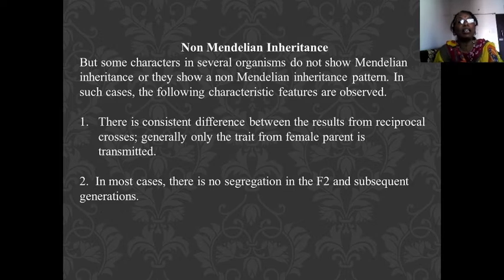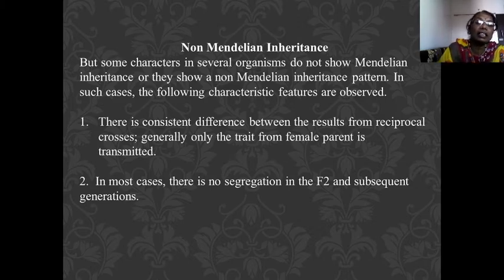But what is meant by non-Mendelian inheritance? In non-Mendelian inheritance, we find that some characters in several organisms do not show Mendelian inheritance, and therefore they do not follow the law of dominance. The ratios 3:1 and 9:3:3:1, observed in monohybrid and dihybrid crosses, are not seen in non-Mendelian inheritance, and therefore this is referred to as non-Mendelian inheritance. In non-Mendelian inheritance, we find that when we take reciprocal crosses, identical results are not observed.